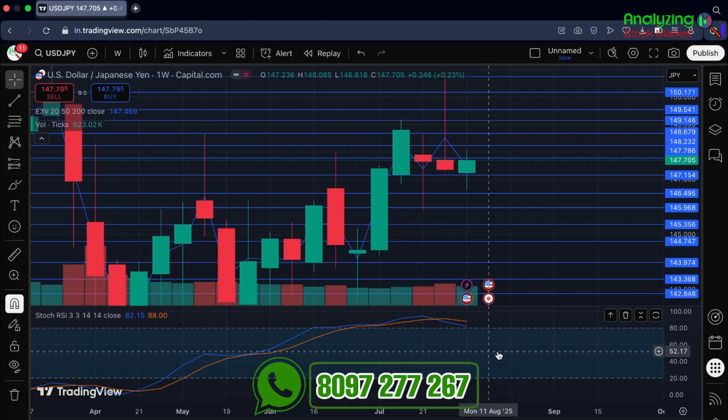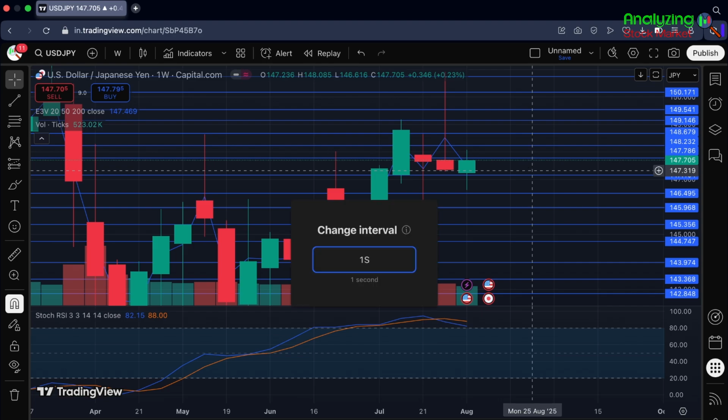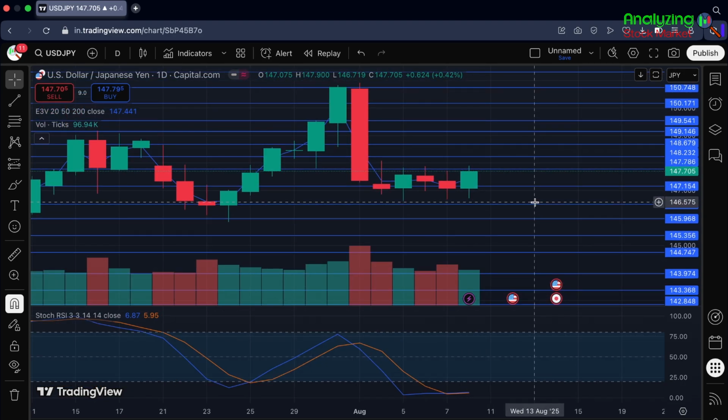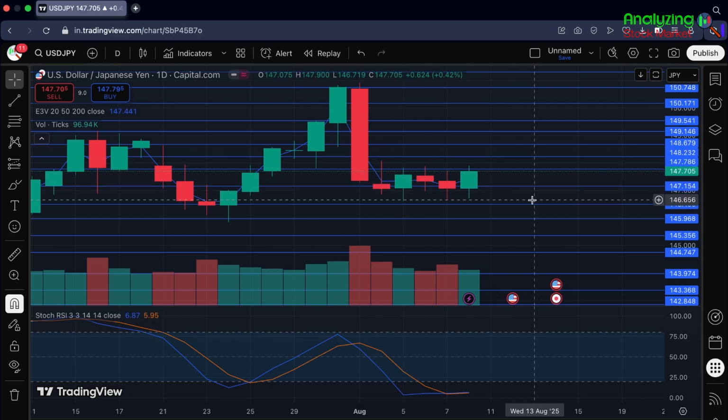So now let's mark some important support zones on the 1-day chart. Here let's first open our 1-day chart. As you can see, from Monday, Tuesday, Wednesday, Thursday, Friday, the USD JPY is in a small range, and there are some important support and resistance levels which are already marked, so I don't need to mark anything else here.